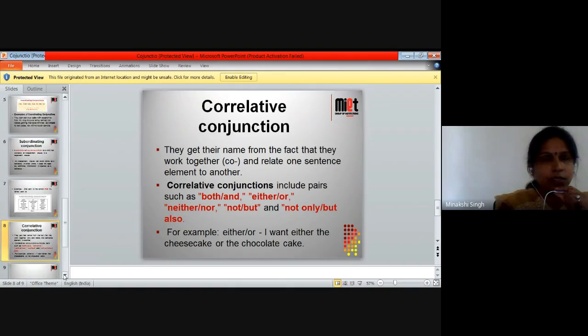So students, it was all about conjunctions. We have discussed what is a conjunction. A conjunction is a joining word, right? That joins two words, phrases, or clauses. We have three types of conjunctions, right? Coordinating conjunction, correlative conjunction, and subordinating conjunction.